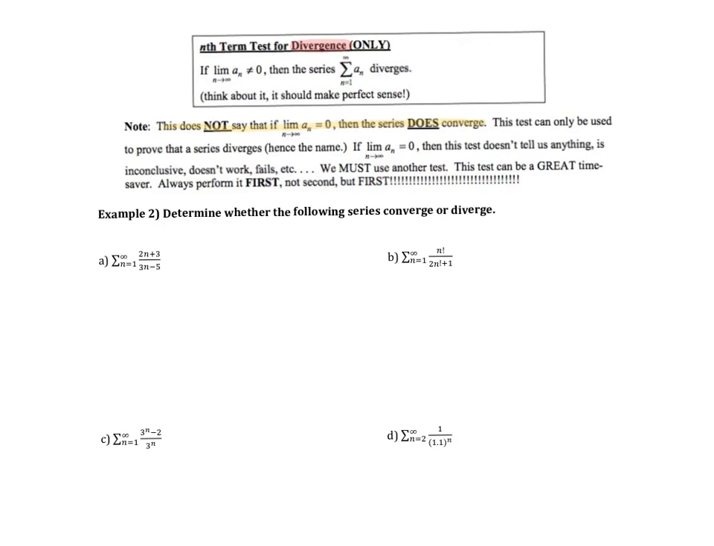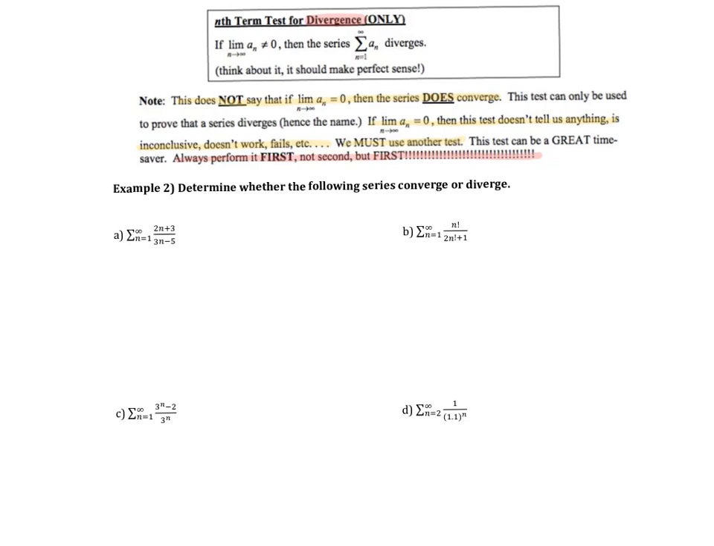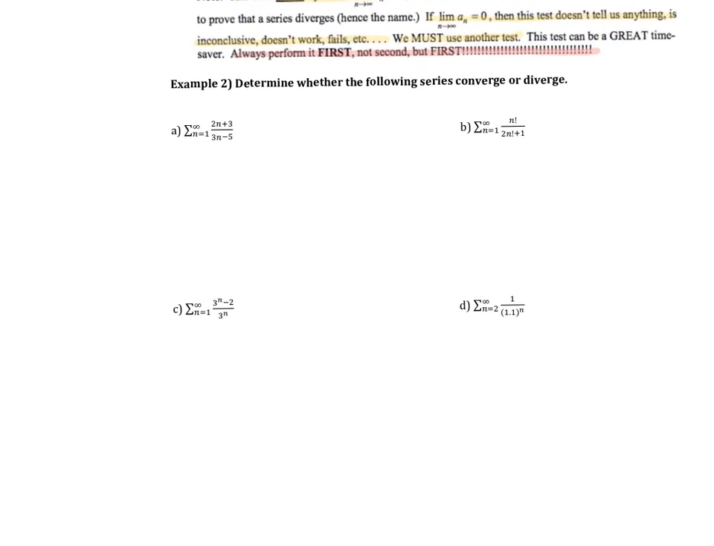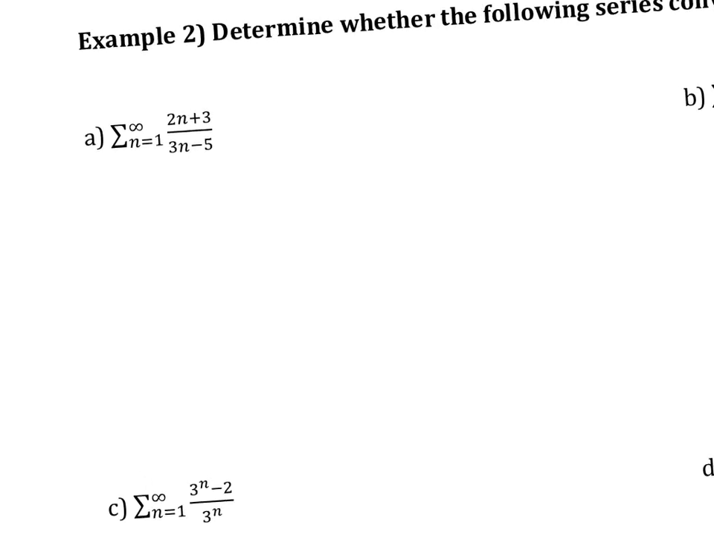And let's go ahead and get going. Let's read through this. Here, it's just what I just said. But if the limit is equal to 0, this doesn't tell us anything. It's inconclusive. The test fails. And you must use another test. We're going to learn a lot of tests. But this is a great time saver, and it should always be the first test you use. And usually this could be a spot check. So you can just take a look at your sequence, and if you notice the limit as n approaches infinity is definitely not going to be equal to 0 here, you've saved yourself a lot of time. All right, so let's get into it.